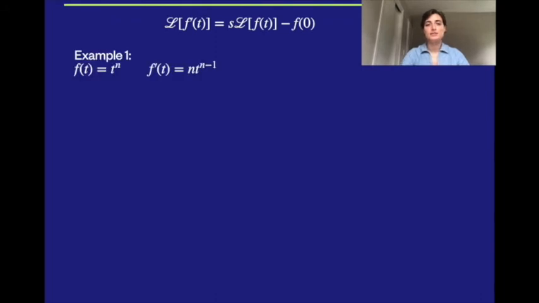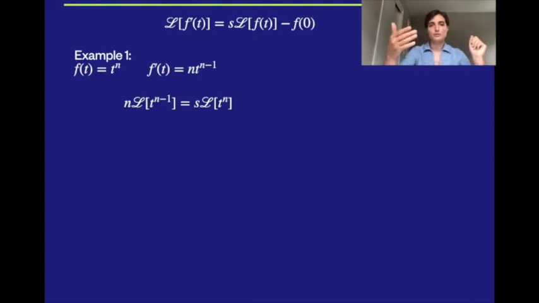Let's apply this formula in a couple of interesting cases. Let's look at the first example. This is t to the n. We know its derivative quite straightforwardly. So the Laplace transform of the derivative of f, we can take n out of the Laplace transform because of linearity.